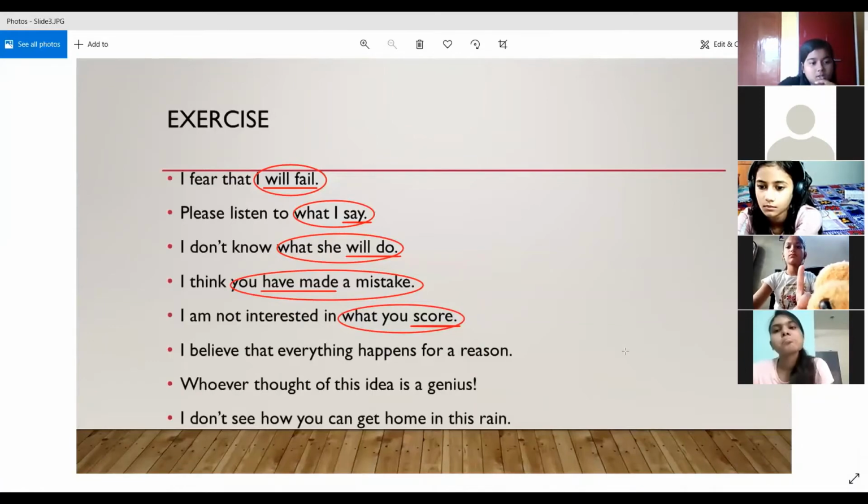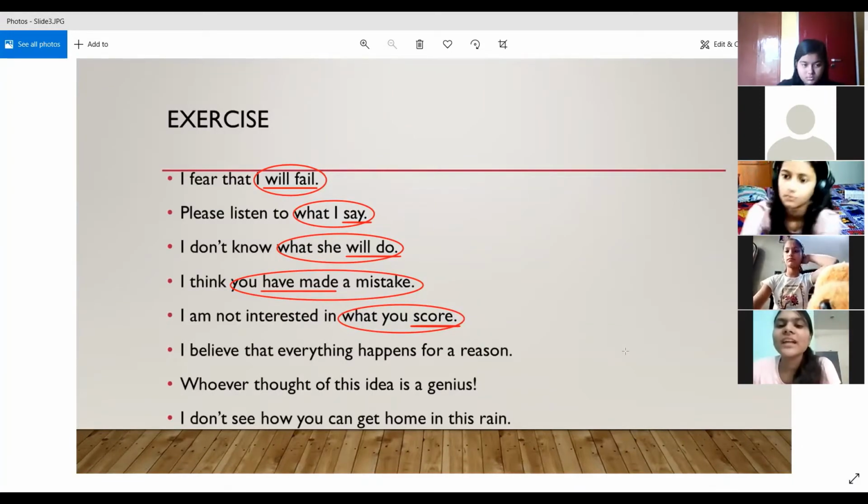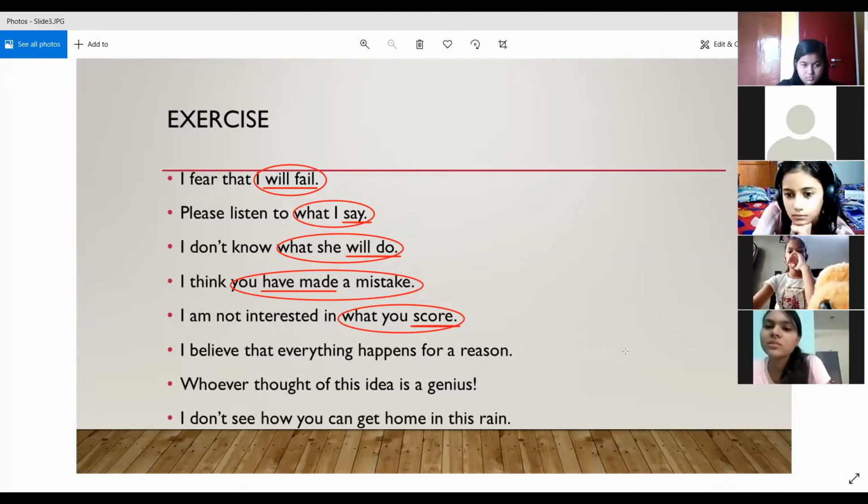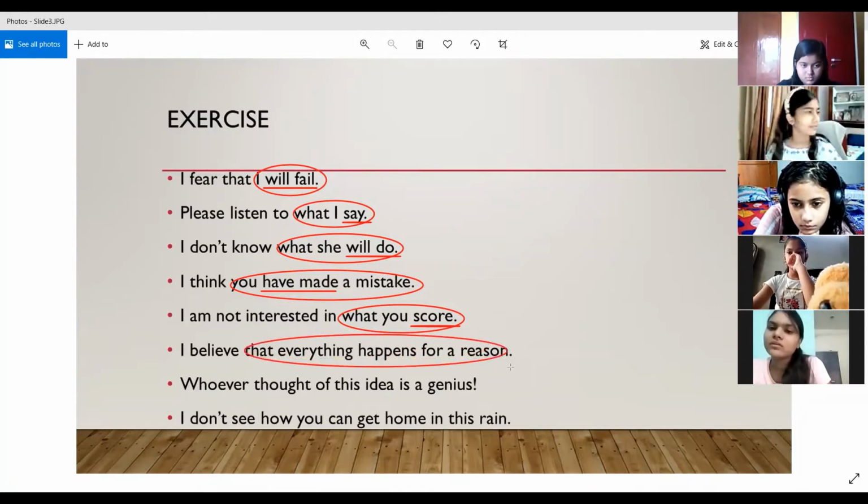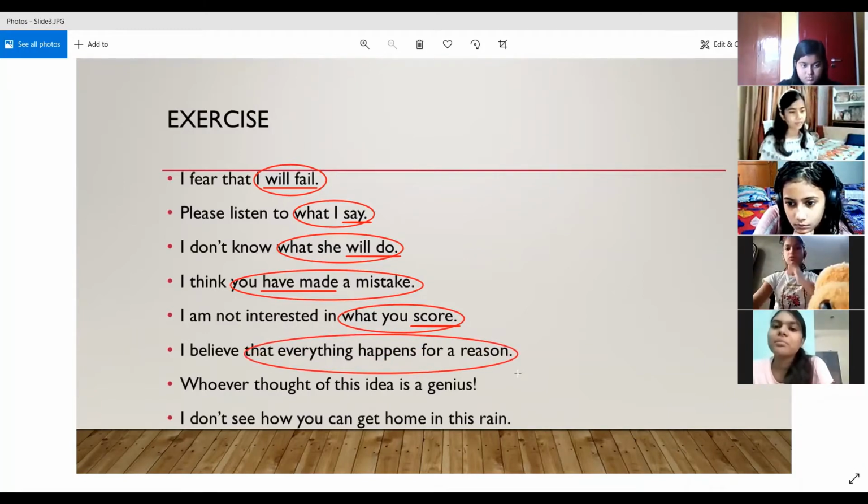Yes, Angel. Sir, in the sentence, "that everything happens for a reason" will be a clause because it is answering "what do I believe?" And the answer will be "that everything happens for a reason." Tell me the verb present in it. Sir, happens. Yes, straight away, happens.